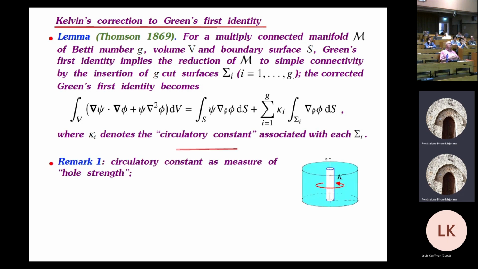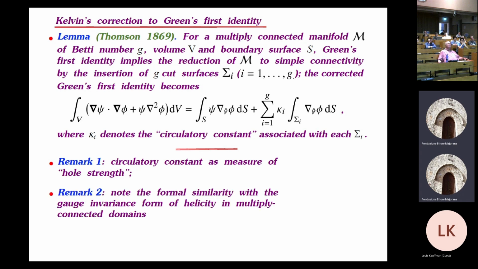Now, first remark: we can interpret this, a liberal interpretation, so it's not due to Kelvin, as a measure of the hole strength. So once again, we can quantify topology, if you allow me to say that, by the constant kappa. And remember, this tube is totally empty. And the second remark is that this approach, I think, went totally lost, but we can recover this technique in recent works in a number of fields.